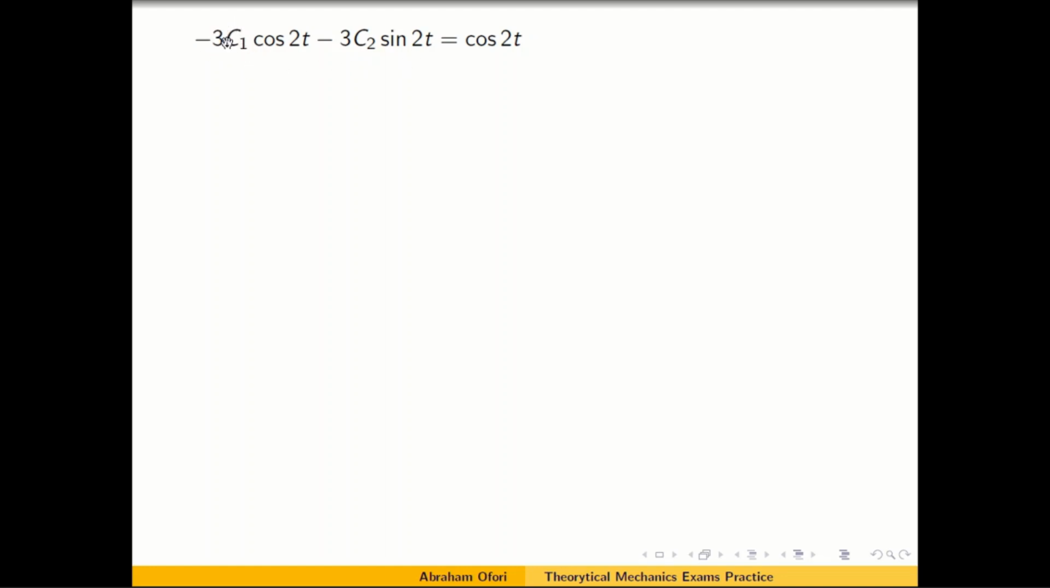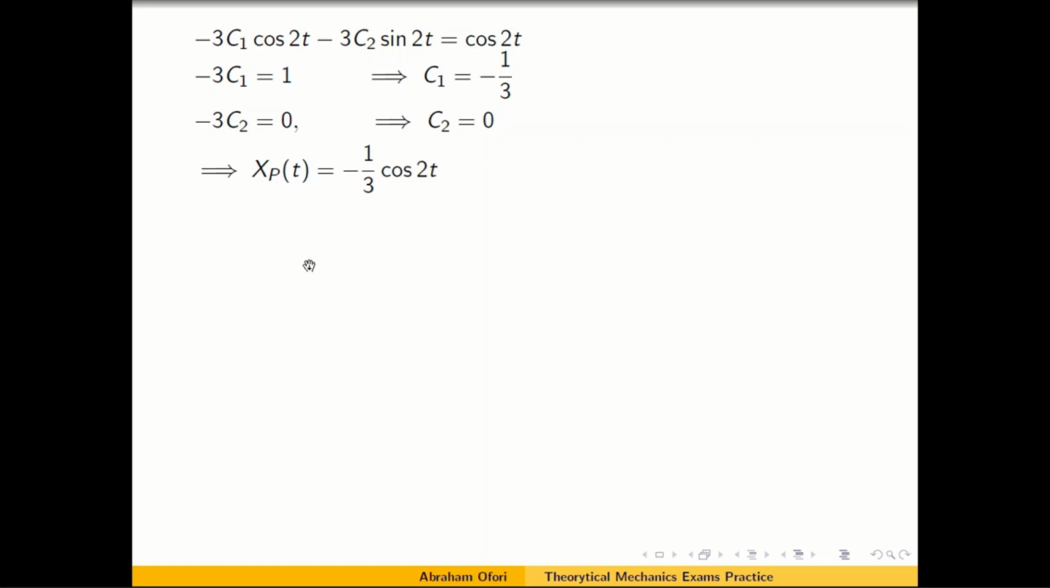So minus 3c1 should be equal to the coefficient of cos 2t, which is 1 here. And minus 3c2 should be equal to the coefficient of sine 2t. There is no sine 2t, so it will be 0, right? So here c1 is negative 1 over 3, making it the subject. And like I said, negative 3 c2 equals 0. This means that c2 is equal to 0.